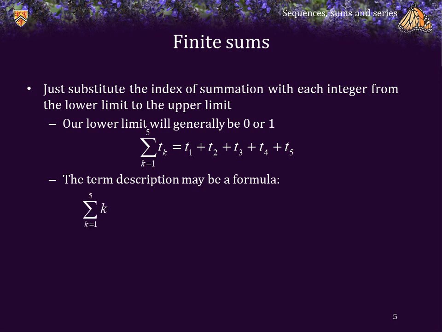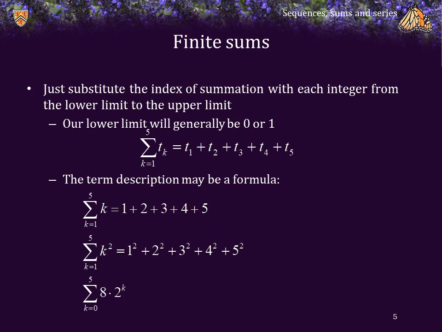So let's say that the term is just k. In that case, we just substitute the value of k equaling 1, 2, 3, 4, and 5 to get that this is the sum 1 plus 2 plus 3 plus 4 plus 5, which is equal to 15. On the other hand, suppose the term description was k squared. Well, in that case, you would again substitute k going from 1 to 5 into the expression k squared and add them up. This essentially gives you 1 squared plus 2 squared plus 3 squared plus 4 squared plus 5 squared, which is 55.